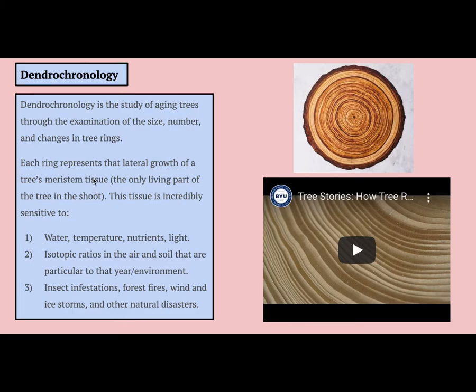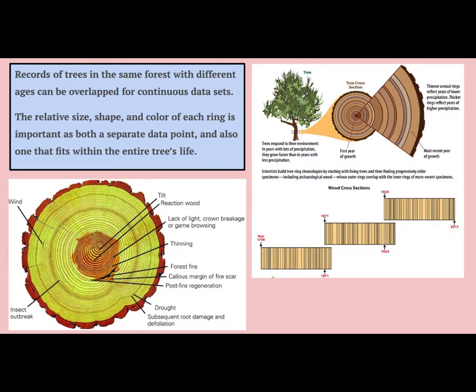And that tissue is going to respond to water, temperature, nutrients. It's going to contain specific isotopic ratios. And it's also going to be able to show us things like insect infestations, forest fires, ice storms, and other natural disasters. And we can use this information to date back hundreds, if not thousands of years by cross-referencing different trees with the identical patterns, sort of like finding overlap between current, older, and oldest trees.